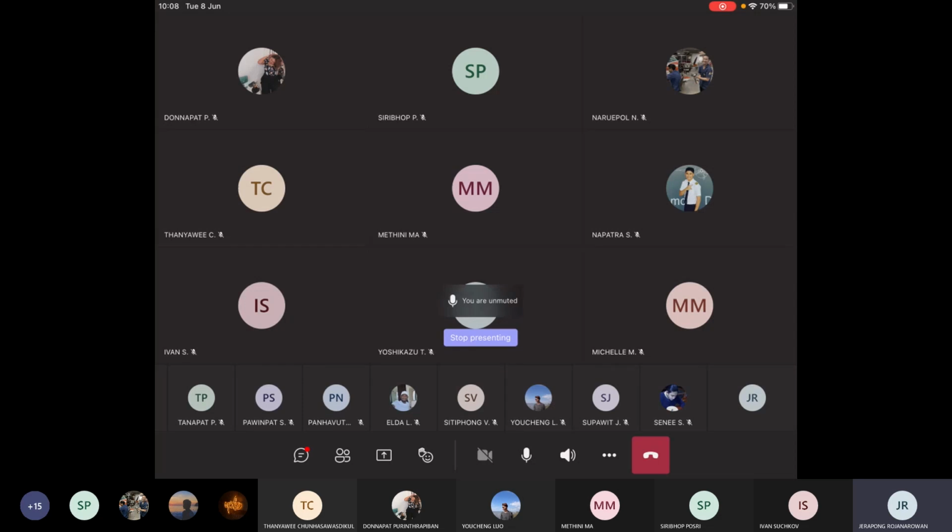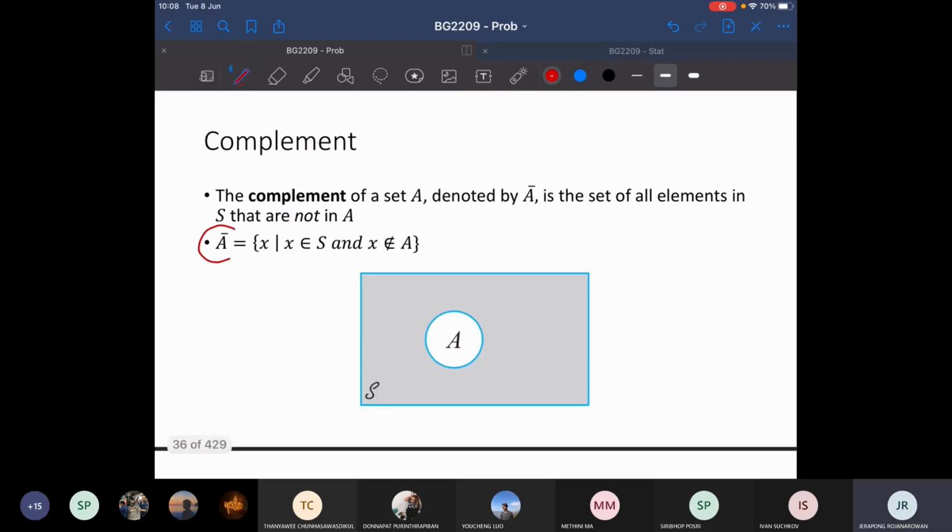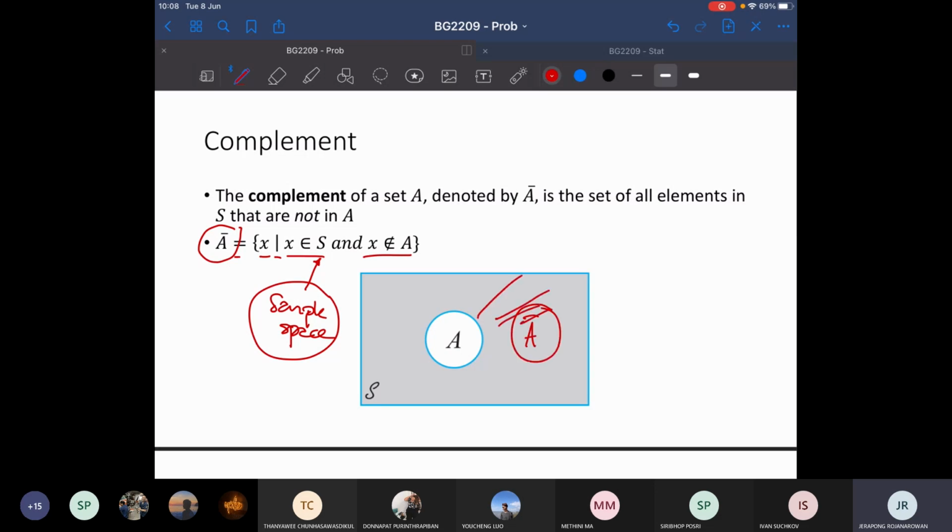Another one that I already talked about is the A bar. A bar is the opposite of A. So what is it? A bar is a set of X where X is in the sample space. S here is called the sample space, which is the universal set, the same thing. And X is not in A. So A bar is going to be here. It's not in A, so A bar is here. So that's A bar. Okay. It's called the complement of set A.